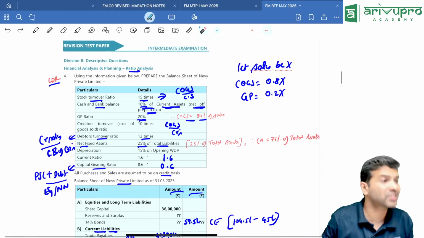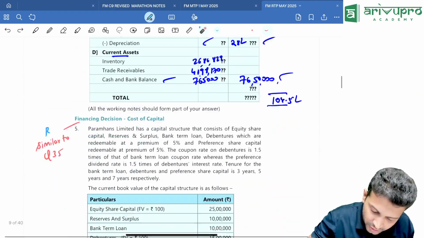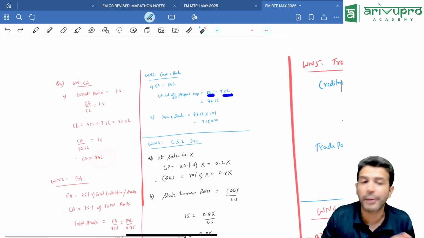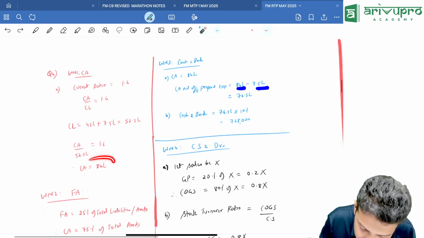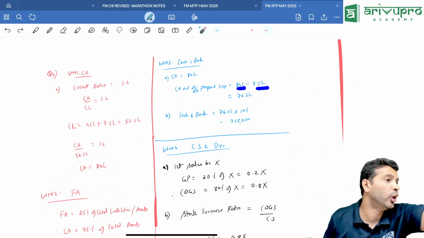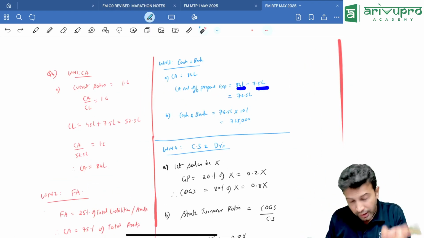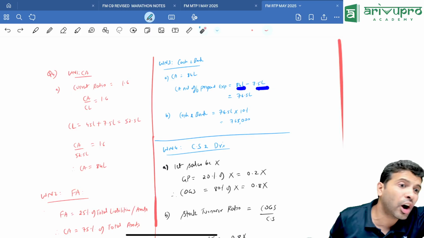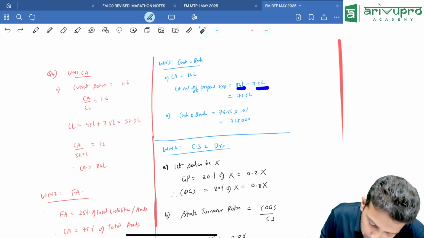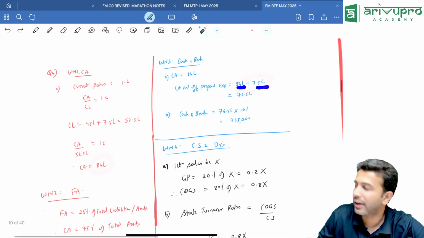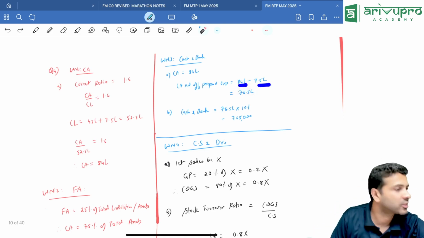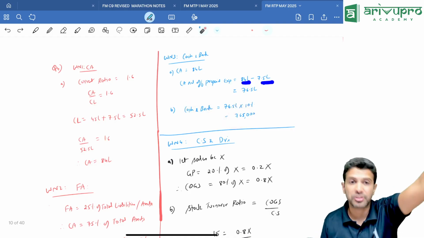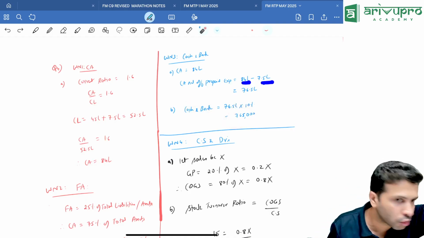Do I know current assets? Yes. How much are the current assets I got? Using your current ratio, I got current assets to be 84 lakh. Can I take this number and find out cash and bank balance? No. What did they say? Cash and bank balance is 10% of current assets after netting off prepaid expense. That means from this 84 lakh, net of prepaid expense, how much will you get? 76 lakh 50,000. 10% of that is your cash and bank balance as per the question. So cash and bank balance also you got.